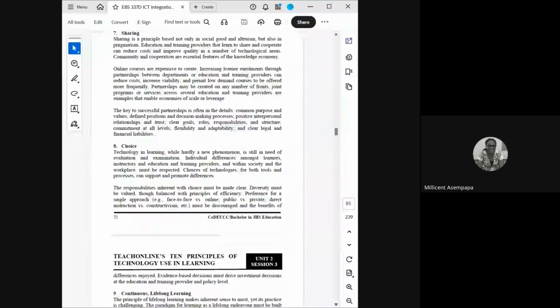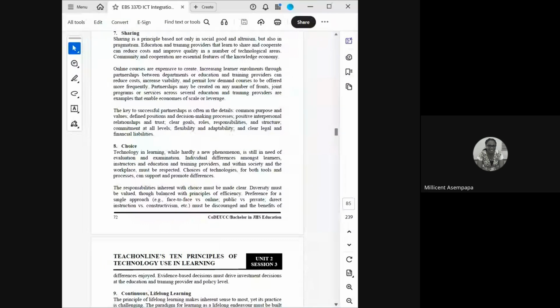So the eighth one is talking about choice. Technology in learning, while hardly a new phenomenon, is still in need of evaluation and examination. Individual differences among learners, instructors, and education and training providers, and within society and the workplace must be respected. Choices of technologies for both tools and processes can support and promote differences in individual learning.